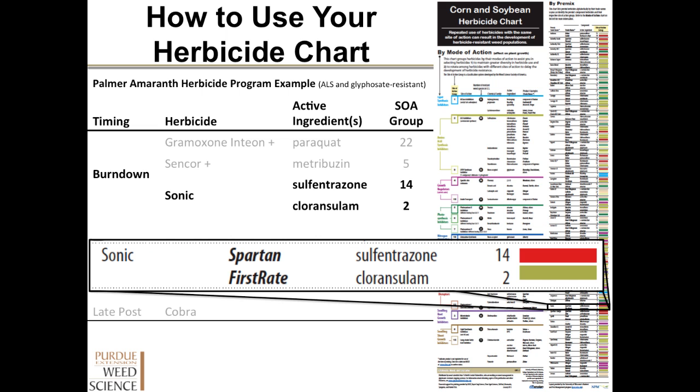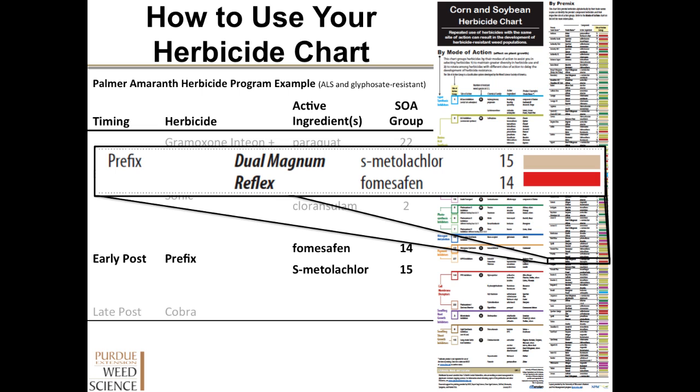Moving on, Sonic. Sonic is a premix, so this is going to fall over on the right-hand side in the premix chart. And again, those are in alphabetical order, so you get down towards the bottom there in the S's, you'll find Sonic. You'll see that it's a mixture of sulfentrazone and cloransulam, and that's site of action groups 14 and 2. So you'd write down the 14 and the 2. Moving on to Prefix, another premix. Again, in that premix, it's in alphabetical order. You'll see that it's S-metolachlor and fomesafen. So your site of action group numbers are going to be a 15 and a 14. So you'd write down those 2 sites of action.